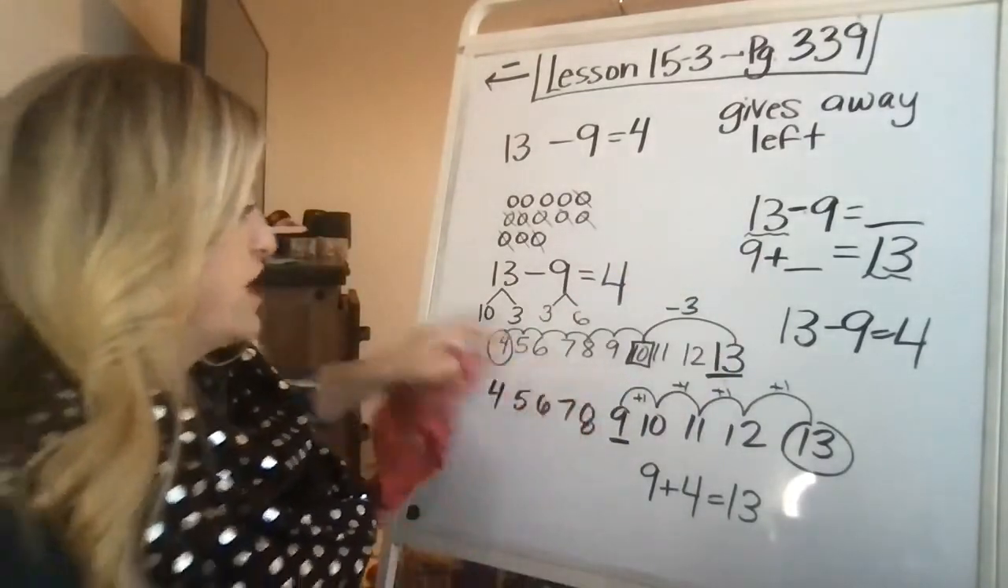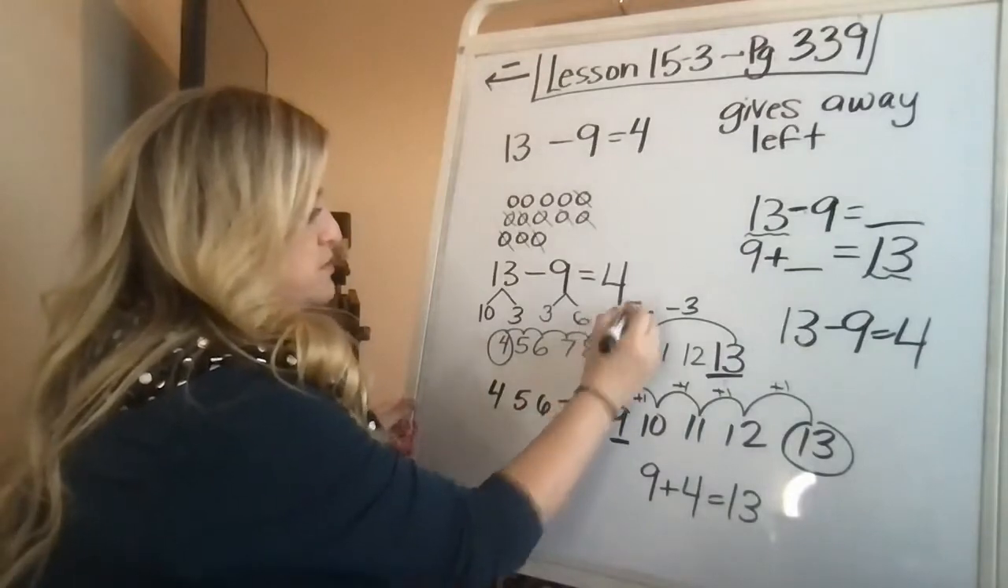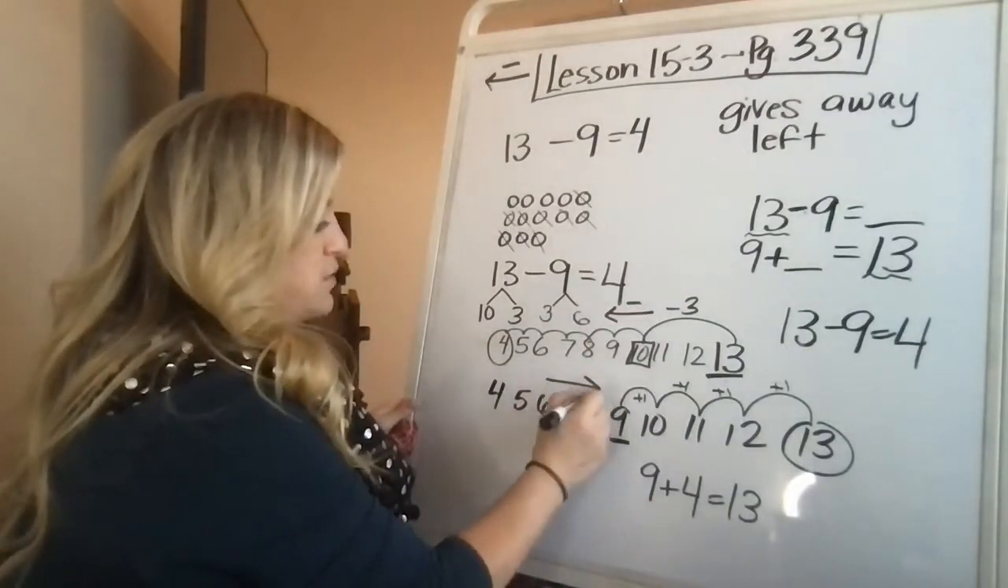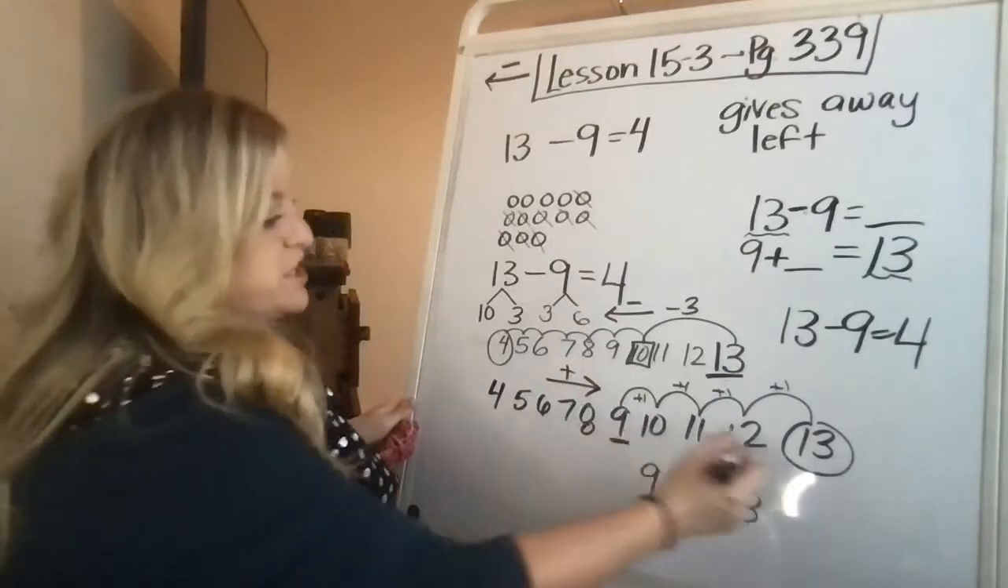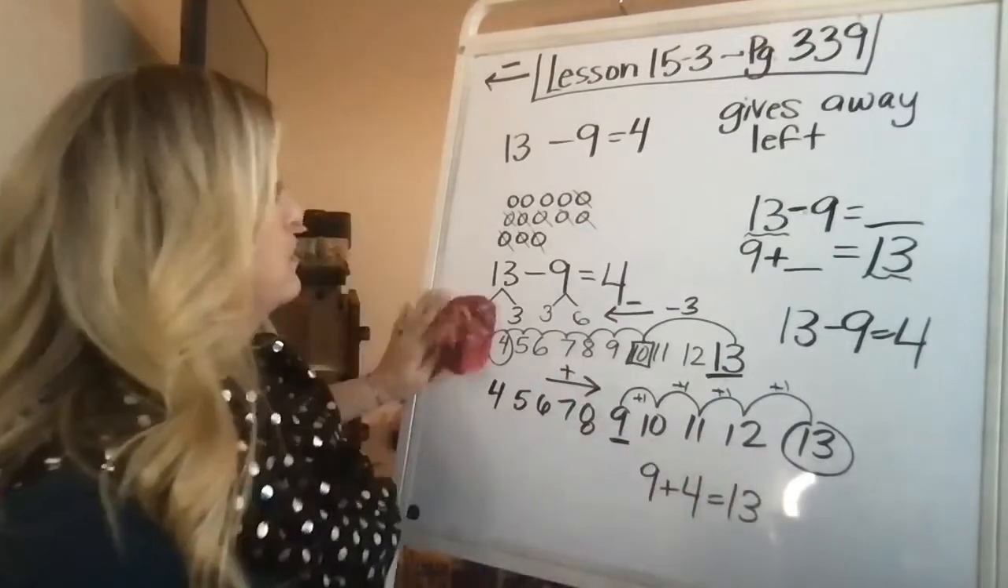So here I did subtraction in the number line. I moved this way because I was subtracting. Here I'm moving this way because I'm adding. My numbers are getting bigger as I'm getting more of them.